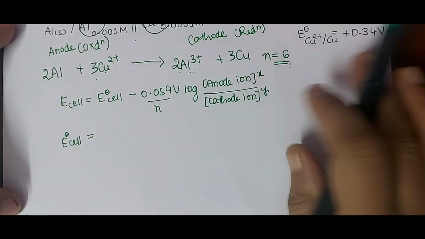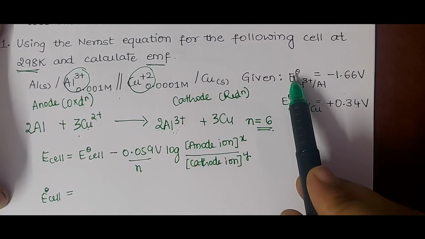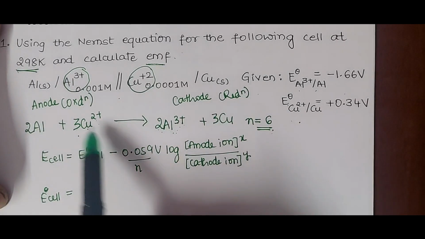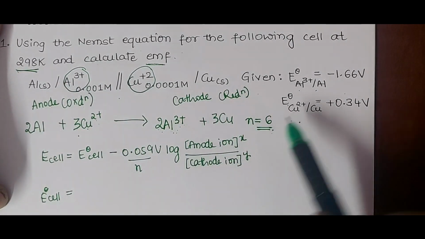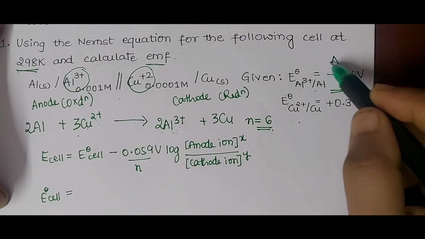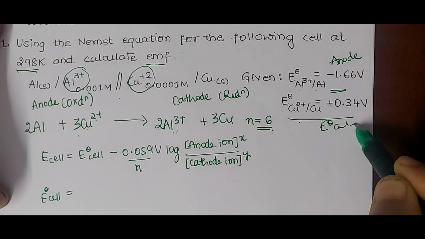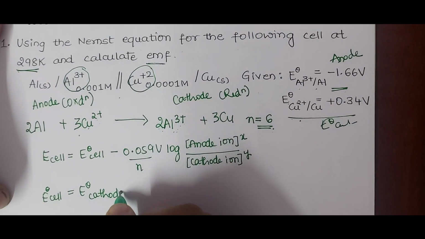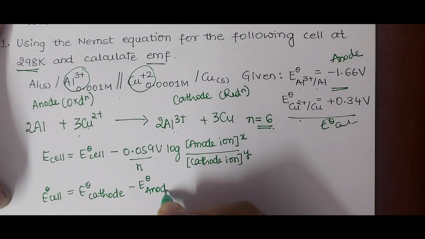When you read the question, E naught cell is not completely given. If you look here, they have given E naught of Al3+ and E naught of Cu2+. Based on this notation, we know that Al is the anode and Cu is the cathode. That means this is nothing but E naught of anode and this is E naught of cathode. So we'll calculate E naught cell. E naught cell is calculated as E naught of cathode minus E naught of anode.